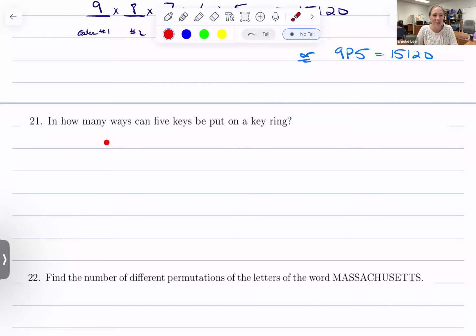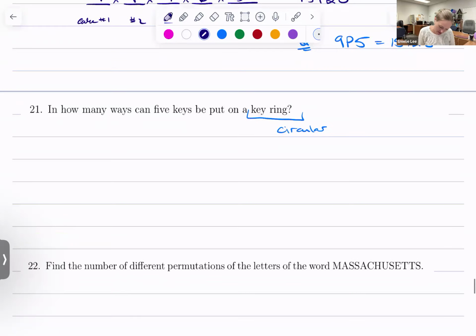21. In how many ways can 5 keys be put on a key ring? Now, the thing about key rings is that they're circular. And so we can use the slots as long as you remember to put the circle and remember the trick that you have to just pick a placeholder for your first one. Or it's just n minus 1 factorial. But that's not on your formula sheet, so I want to show you how you can use the slots.